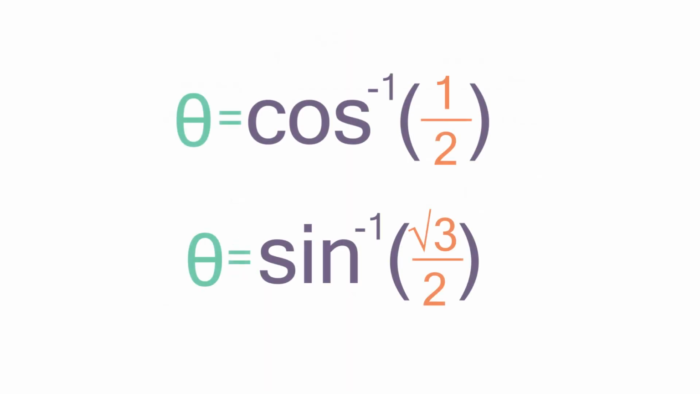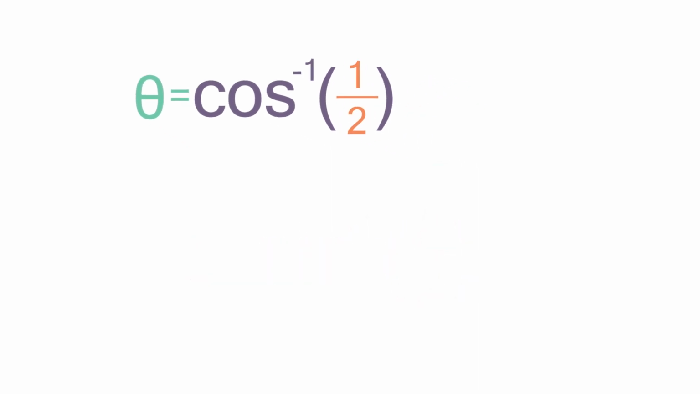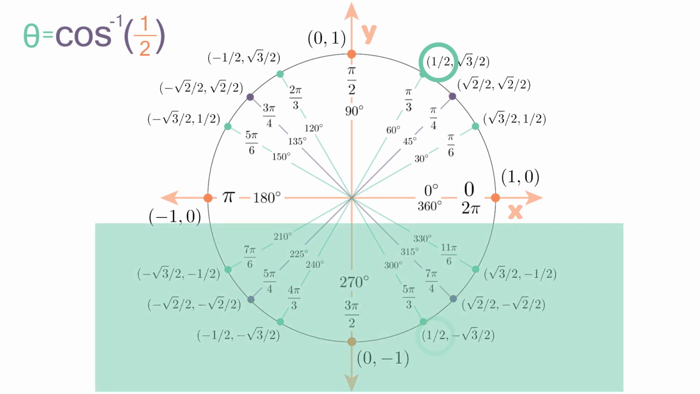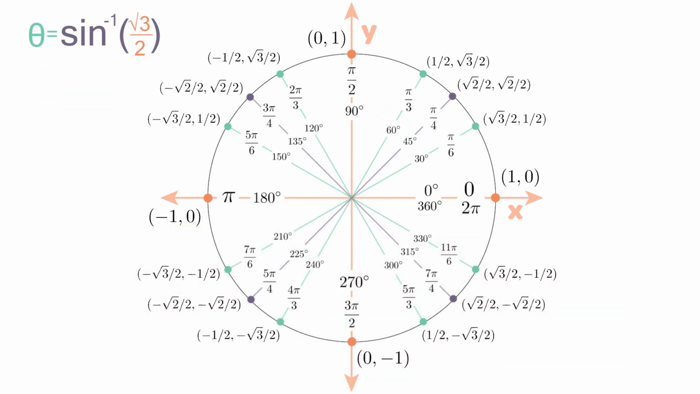We left off with arccosine of 1/2 and arcsine of square root of 3 over 2. Starting with arccosine, we want to find where 1/2 is the positive x-coordinate, and we'll find the angle we're looking for. And remember, arccosine spits out angles from 0 to pi, so we ignore the bottom half of the unit circle. So right here, we see positive 1/2 as the x-coordinate, and its angle is pi over 3, or 60 degrees. We do the same thing for arcsine.